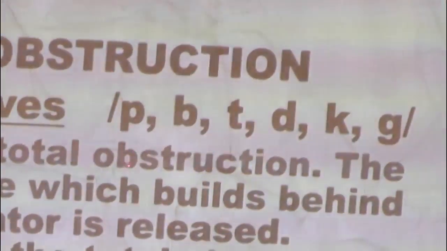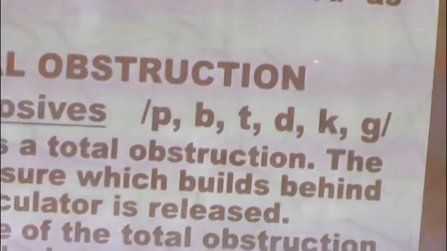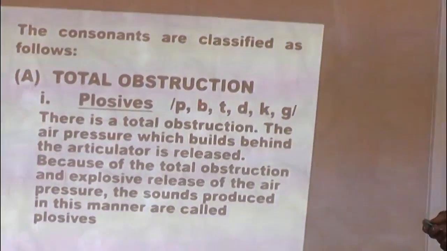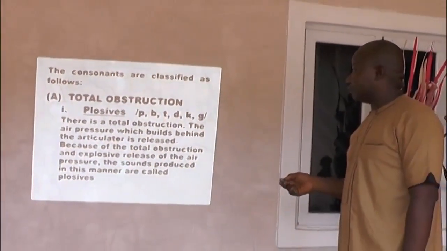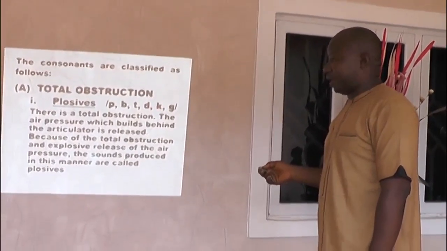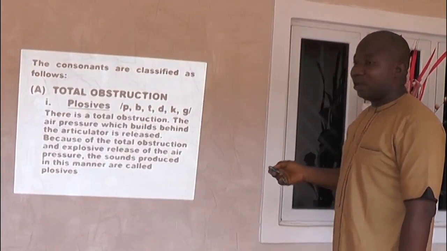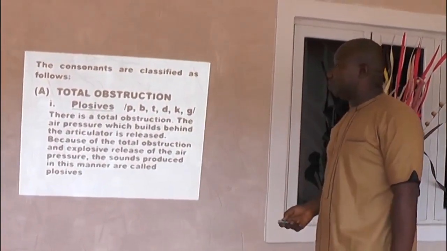The first one here is the pa sound, followed by ba, ta, da, ka, and ga sounds. So all these are classified under plosives. So these are plosives.